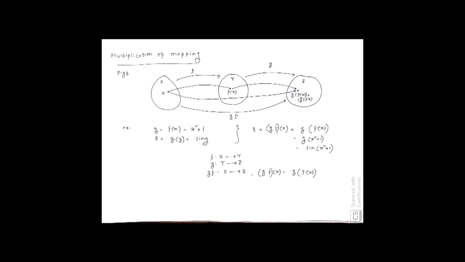So now we are going to talk about multiplication of mappings. The task is, we have two maps f and g. How we can multiply them and produce another mapping is our main concern here. So we start with some examples and then discuss this multiplication in detail.